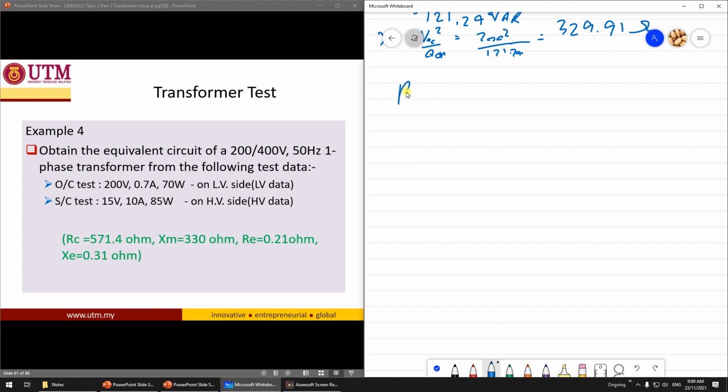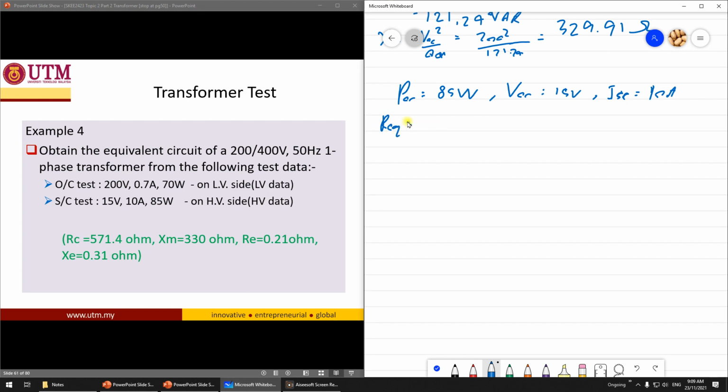Okay, so basically short circuit test is PSC equals 85 watt, VSC equals 15 volt, and ISC equals 10 ampere. So short circuit test, you can see here current is very high, so you have to be careful. Okay, so that's why the voltage is only 15 volt. Okay, so use the formula.